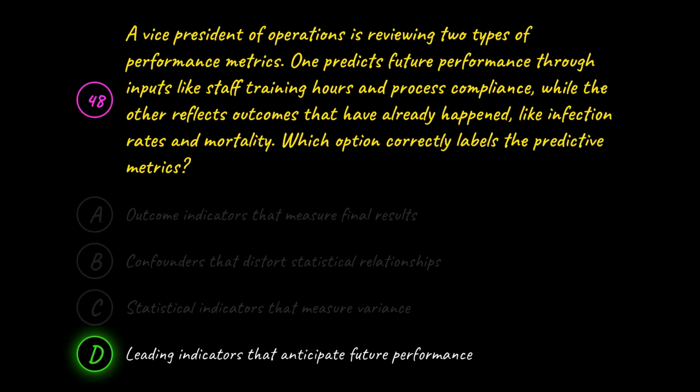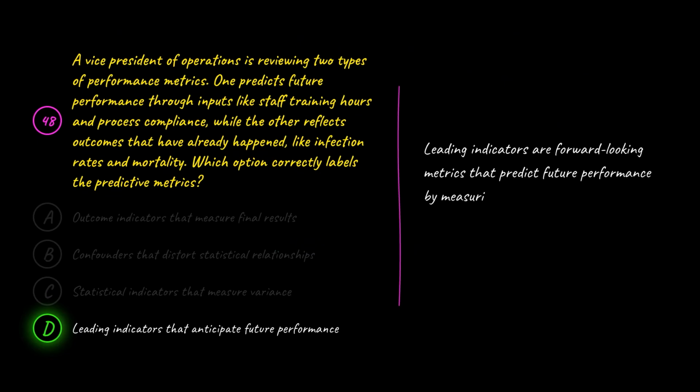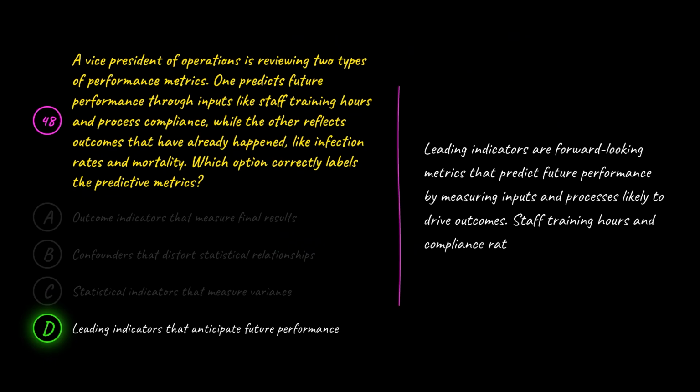The correct answer is D. Leading indicators that anticipate future performance. D is correct because leading indicators are forward-looking metrics that predict future performance by measuring inputs and processes likely to drive outcomes. Staff training hours and compliance rates are leading because they precede the outcomes they influence. They are distinguished from lagging indicators, which describe results already achieved.